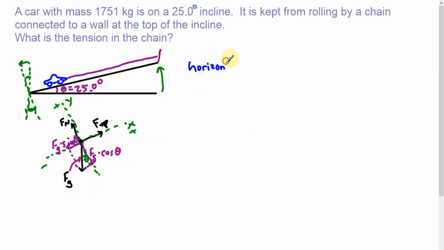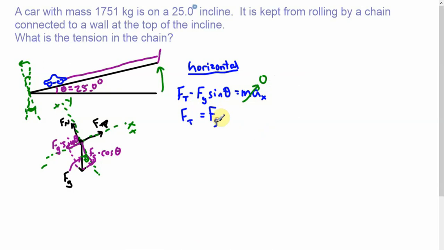Horizontal, F equals ma. I've got tension in the positive direction, and I've got a component of gravity in the negative direction. And this equals m times the x component of acceleration. However, the whole point here is that I'm told that the car is not moving, so it's certainly not accelerating. So that's 0. And so Ft equals Fg times sine theta.